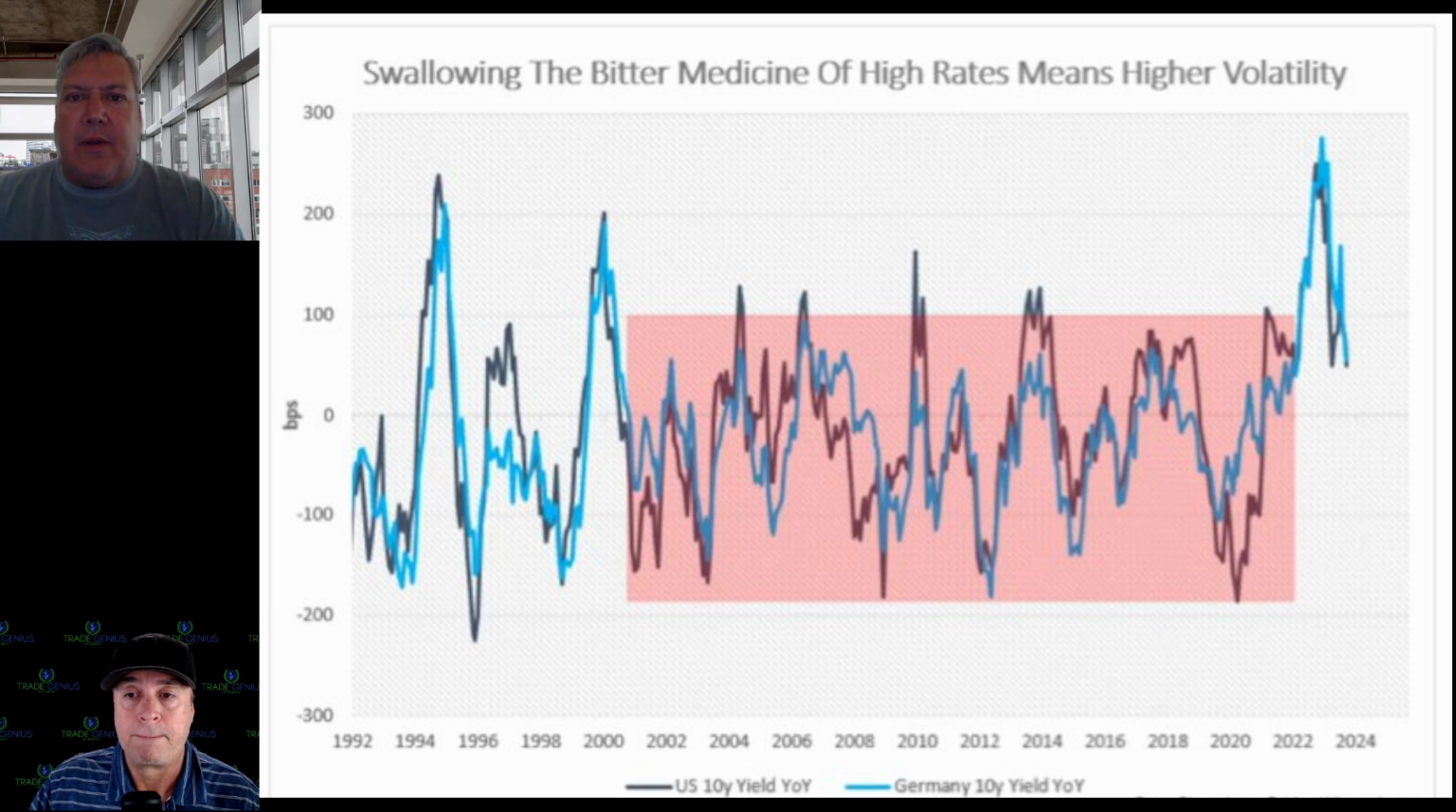What happens is when you get interest rate volatility, it'll lift the VIX. When you lift the VIX, it means that risk managers have to pull in their horns on taking risk with equities.